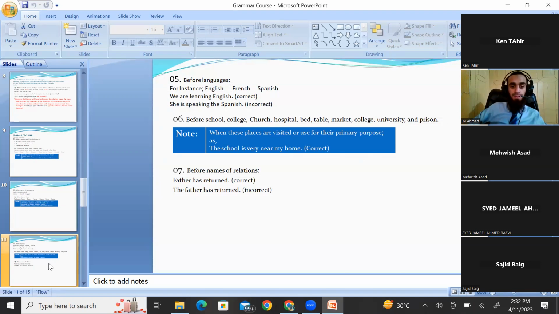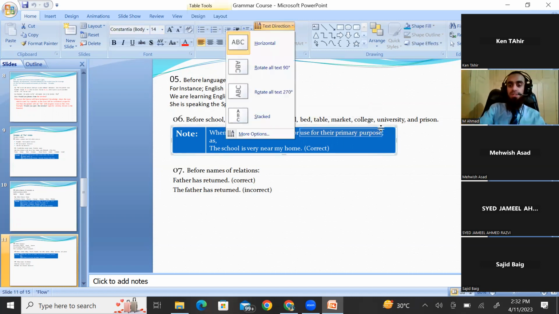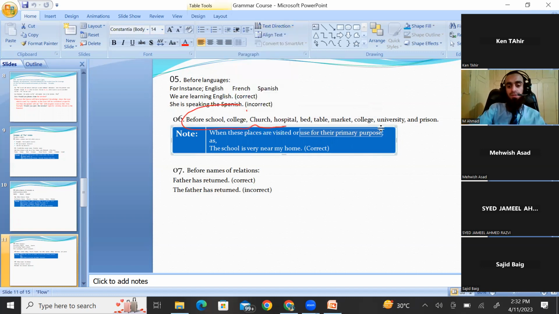Okay, for instance. All right, before school, college, church, hospital, bed, table, market, university, and prison, before these names, we cannot use "the". But I mentioned something regarding these buildings. If you specify it, then you're supposed to use "the". Like I met a boy, so he's any boy. But if I say I met the boy, so the listener is aware of whom I'm talking about. अगर listener को पता होता है फिर तो हम दा लगाते हैं.